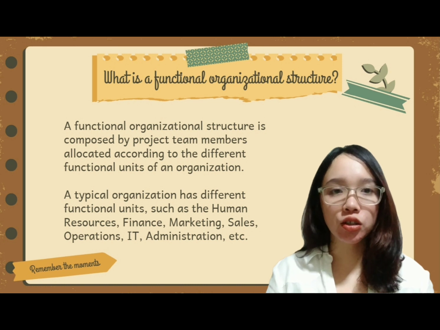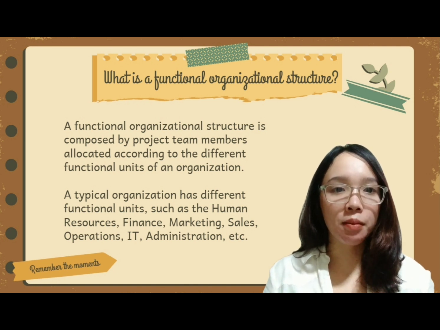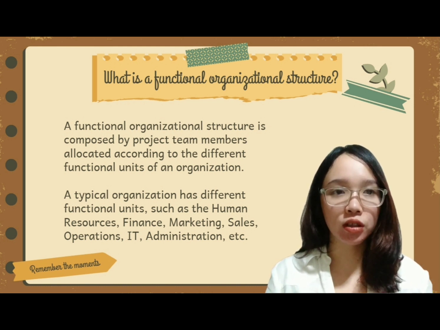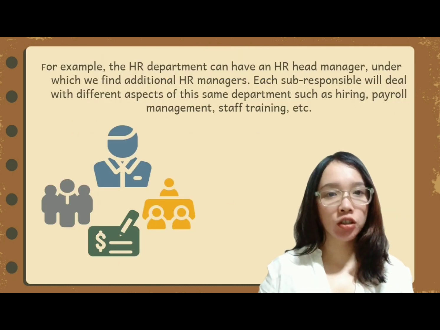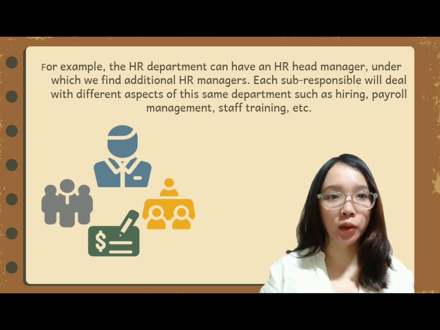In a large organization, the heads of individual functional unit may have other operational managers working under them and reporting directly to them. The larger the organization, the more levels it will have the functional units. For example, the HR department can have an HR head manager. Under that, we can find additional HR managers, and each sub-responsible will deal with different aspects of this same department such as hiring, payroll management, and staff training.